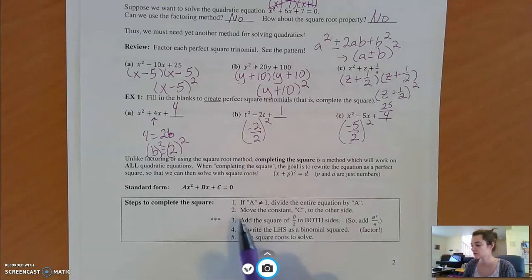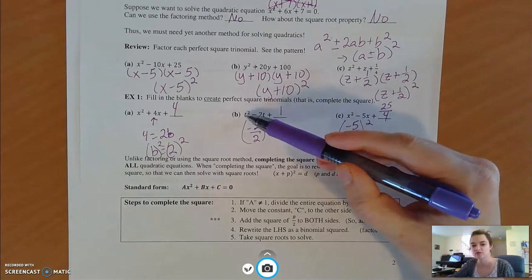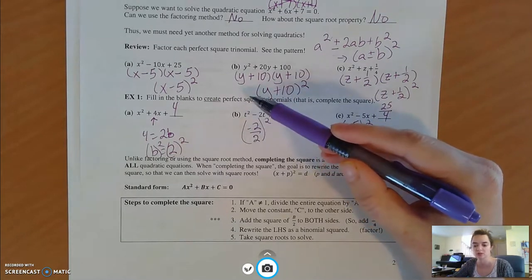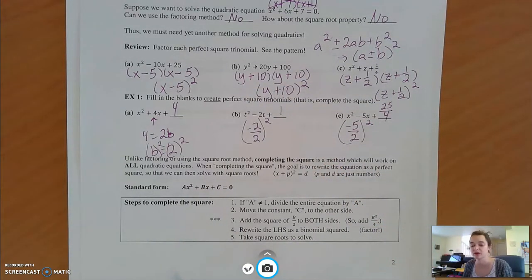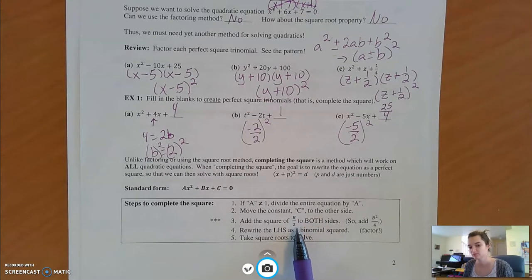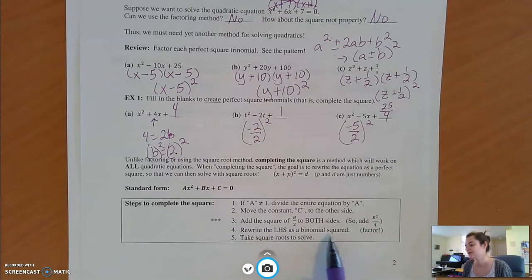So, steps to complete the square. If you have an a value, a coefficient in front of your x squared or your t squared or your y squared, whichever term is squared, go ahead and divide by that at the very beginning. Make sure that everything's on one side. Then move the constant to the other side so that it doesn't get in your way. Then complete the square: take that b value, divide by 2, and square it, and add that to both sides, because of course it's an equation, so whatever you do to one side, you've got to do to both. Then write the left-hand side as a binomial squared. In other words, factor it. Then you can take your square roots and solve it. Okay, so let's do that.